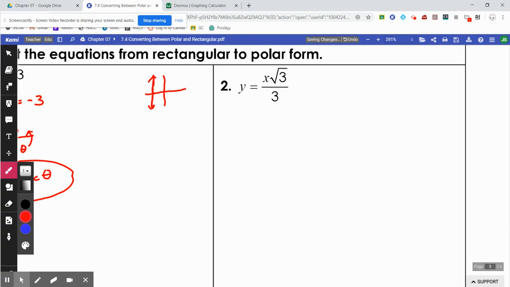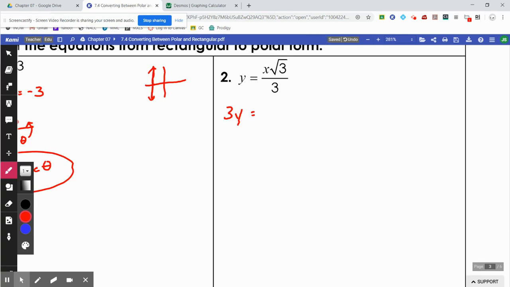Well, let's look at it this way. Let's move the 3 over first. Let's leave it as simple as we can before we start working. So let's do 3y equals x root 3. Let's move my x over here with my y and move my 3 over here with my root 3. So that would give me y over x is equal to root 3 over 3. Now, why would I want to do that? Now, I want to remind you, y over x.